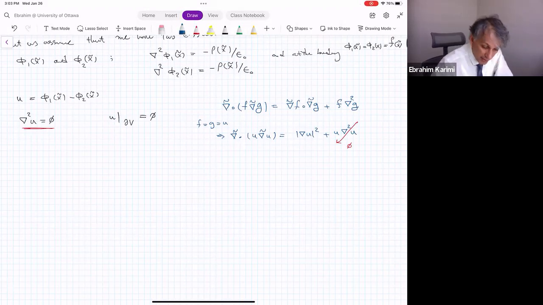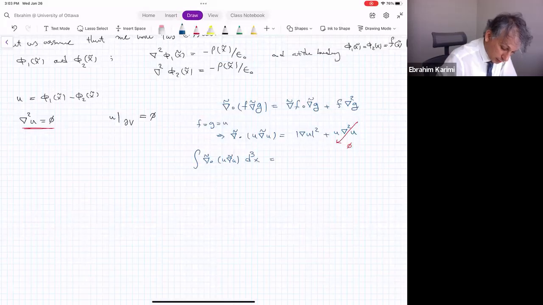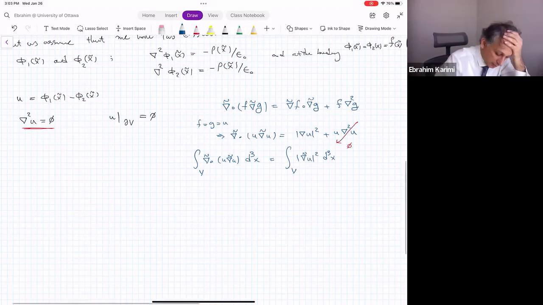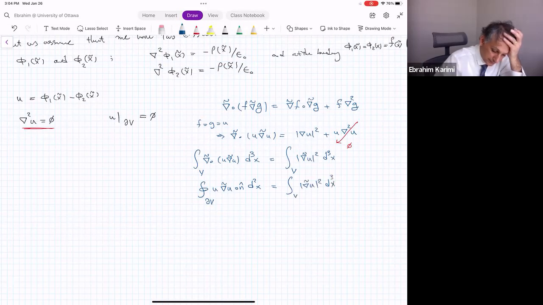And now we can multiply this by the volume element and write the integral. So we have the integral of the divergence of u gradient of u d3x is equal to the integral of the gradient of u squared d3x, over the volume. You can use the Gauss theorem and bring the integral of the divergence on the volume to the surface, and we end up with the integral of u gradient of u dot n d2x, remember, on the surface, equal to the integral of the gradient of u squared d3x. All right. So far so good, right?